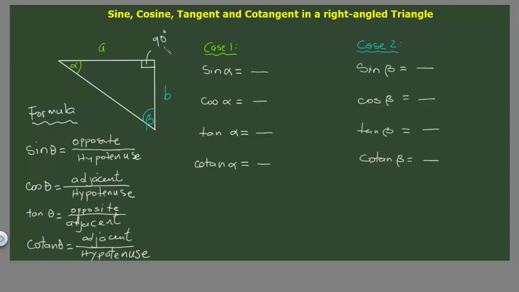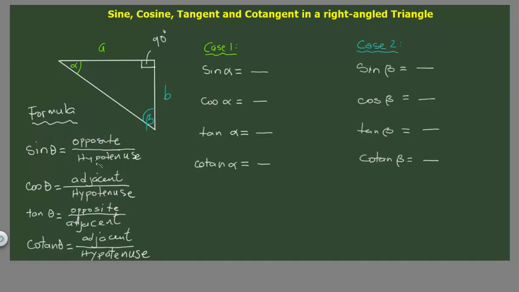Okay, now we're going to talk about the sine, the cosine, the tangent, and the cotangent in a right angled triangle. Say I draw a triangle with a right angle. We've got a side A with an angle alpha and a side B with an angle beta.